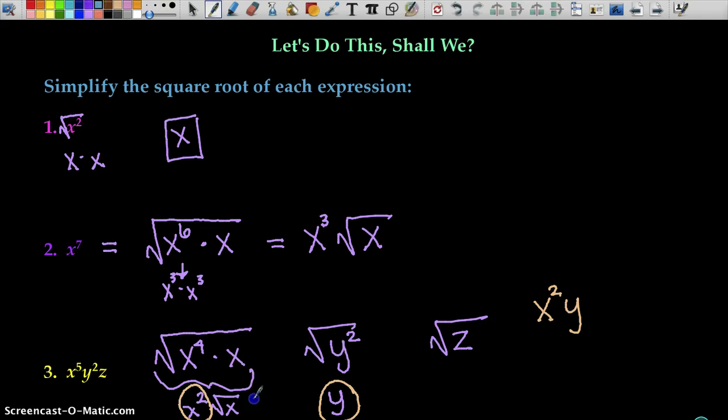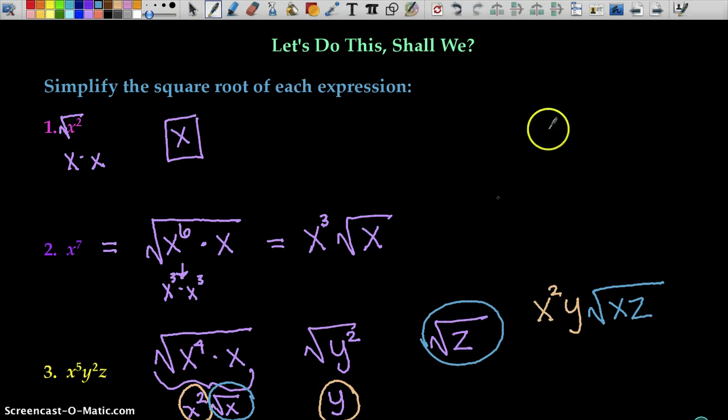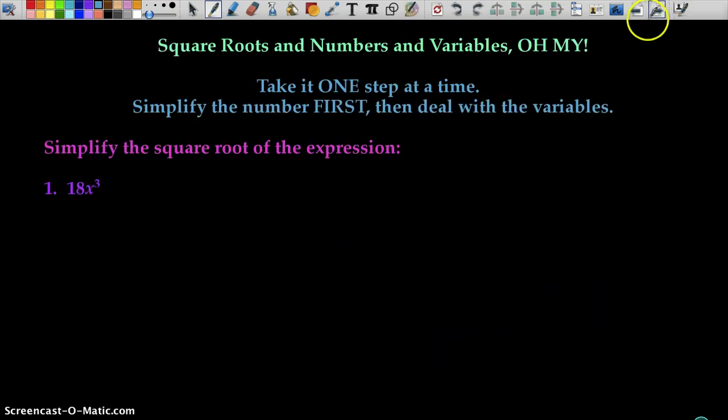And then when you look back at what's still underneath the square root, those are these two values. So then we would put our square root and put what's left underneath it. And x was underneath, and so was z. So there's your simplified version of that answer.